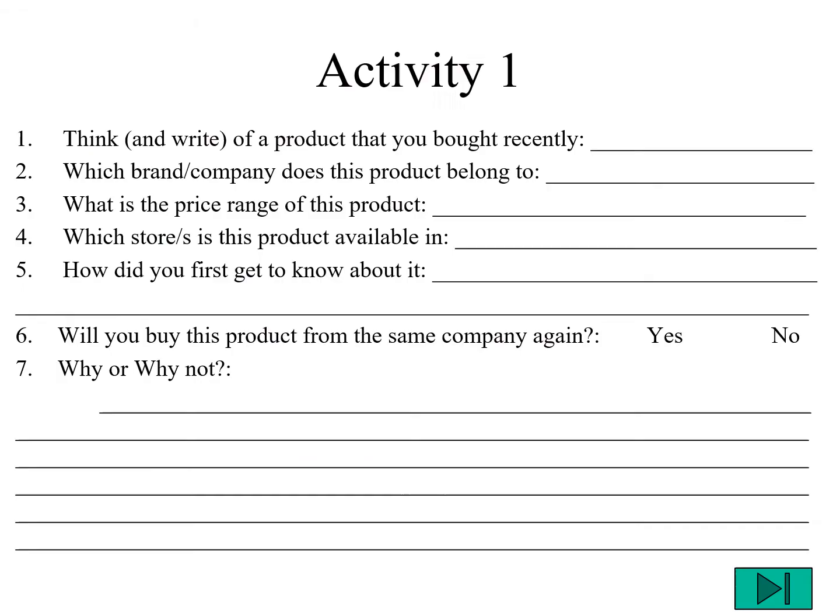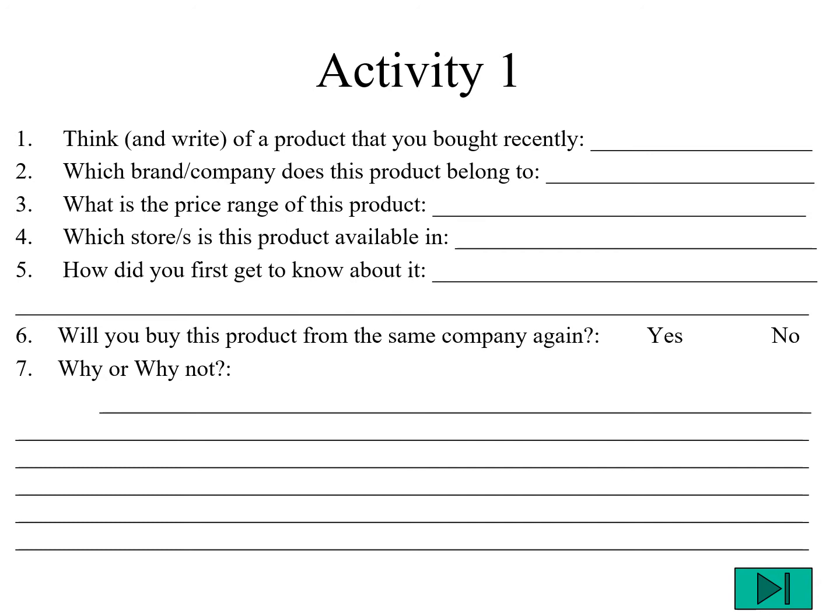Now at this point, we're going to do an activity. This is your activity number one. I'm going to pause here for a minute, or you can pause the video here and write answers to these questions somewhere. First, think of a product that you bought recently and write it down in your notebook or somewhere. Number two, which brand or company does this product belong to? What is the price range of this product?